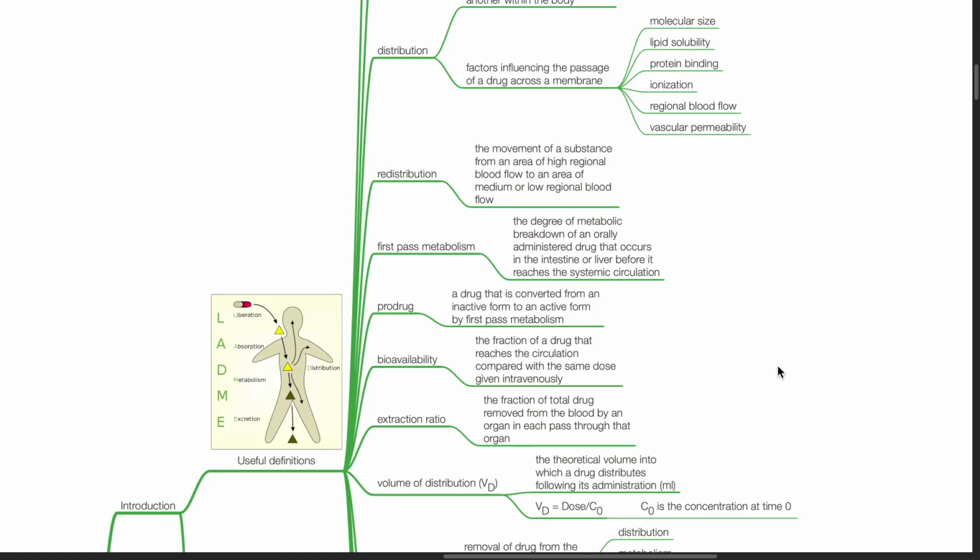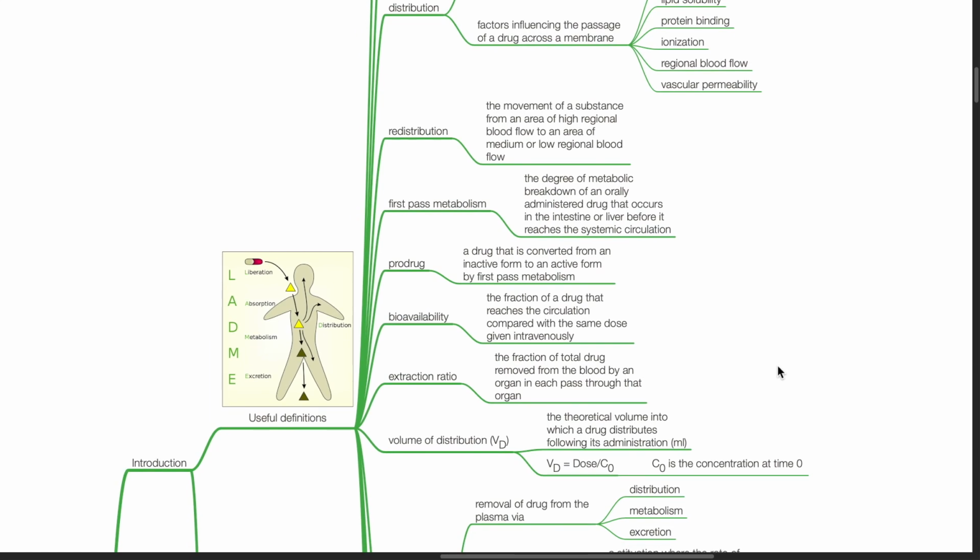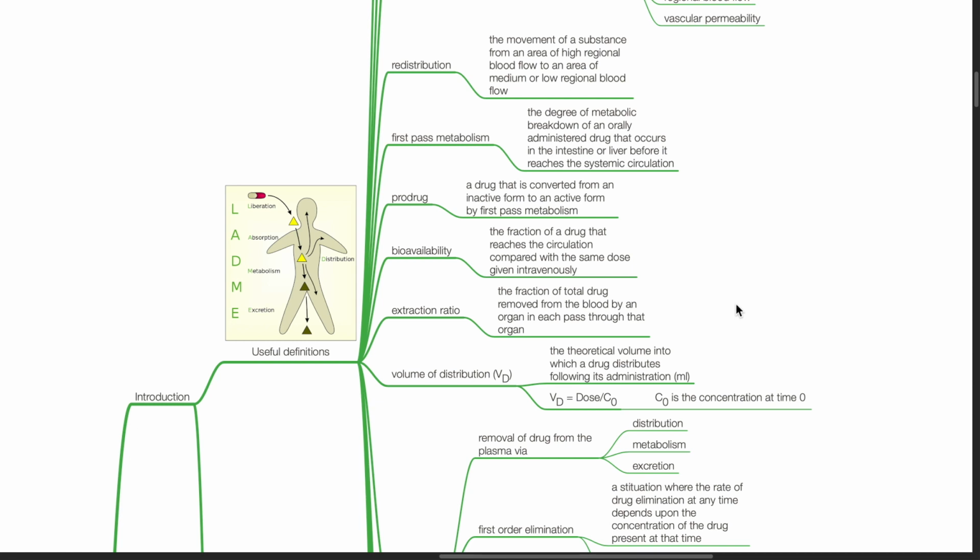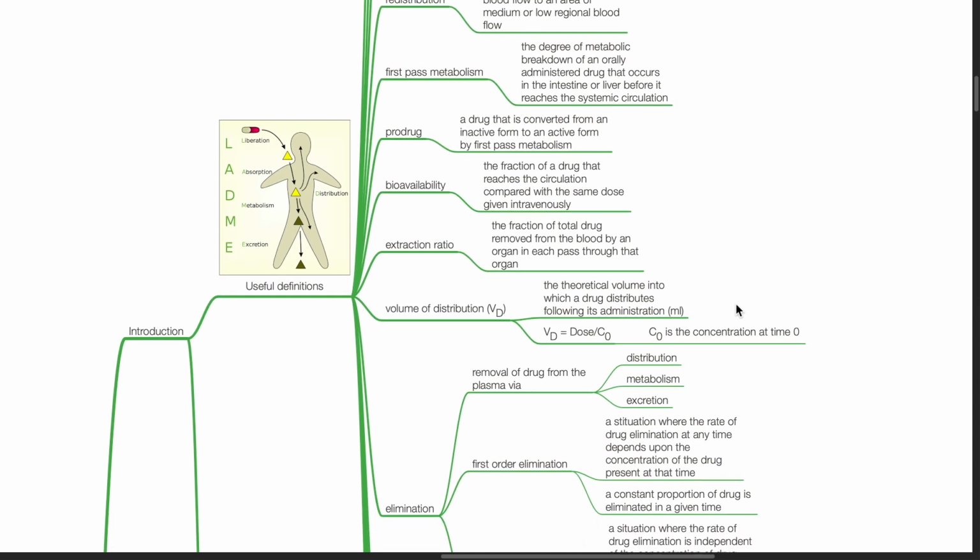First-pass metabolism refers to the degree of metabolic breakdown of an orally administered drug that occurs in the intestine or liver before it reaches the systemic circulation. A prodrug is a drug that is converted from an inactive form to an active form by first-pass metabolism. Bioavailability refers to the fraction of a drug that reaches the circulation compared with the same dose given intravenously. Extraction ratio is the fraction of total drug removed from the blood by an organ in each pass through that organ.